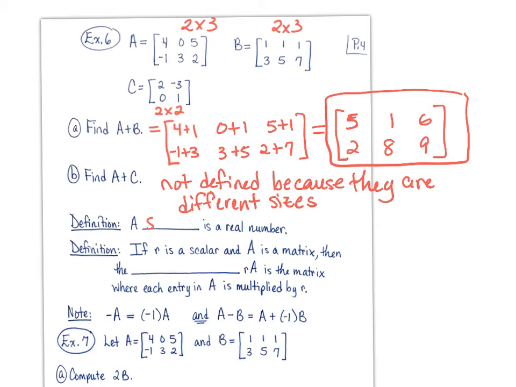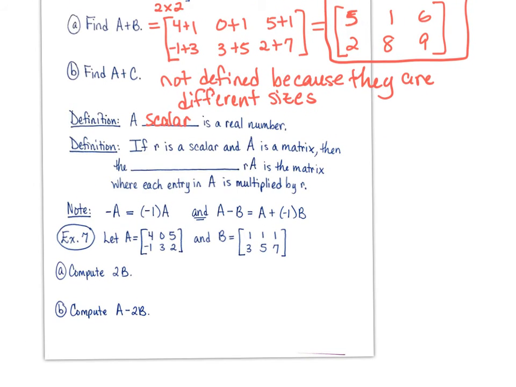A scalar is a real number. If r is a scalar and A is a matrix, then the scalar multiple, little r times A, is the matrix where each entry in A is multiplied by r. So if I said find r times A plus B, if r was 3, you multiply each entry by 3. That's what that would mean, okay?